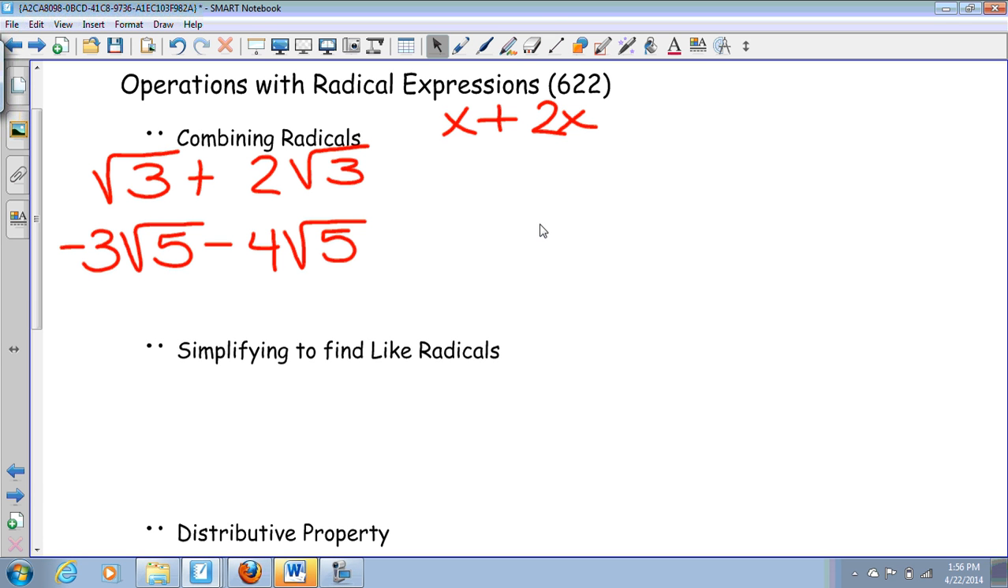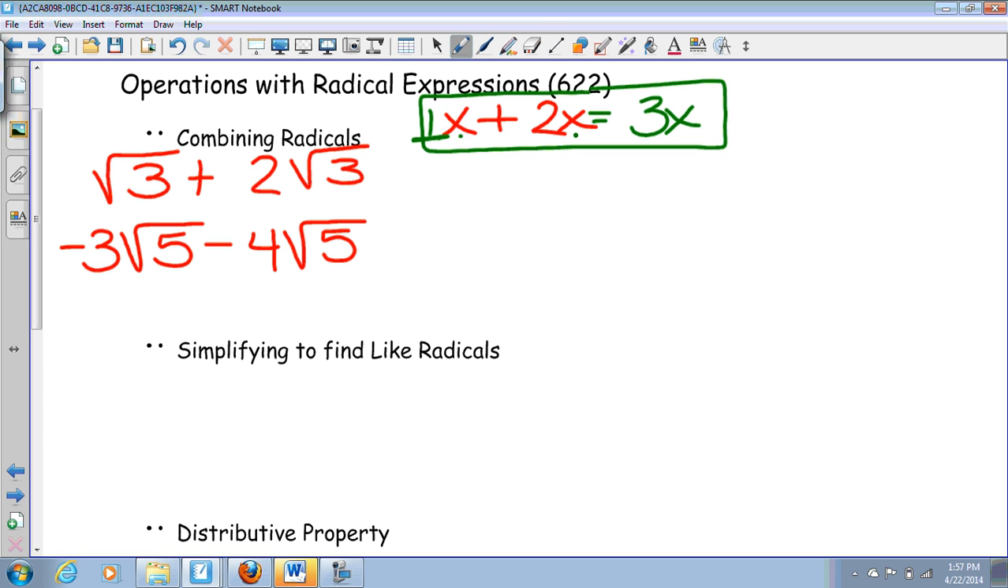Combining like radicals. Combining like terms is something we've done before, correct? Like this example that I have in the green box. X plus 2x. Can I combine those? Absolutely, because they have the same variable part. This one doesn't have a coefficient, but what number can I put there? I can put a 1. So 1 plus 2 is 3x.